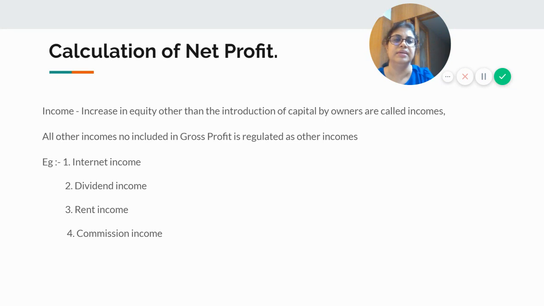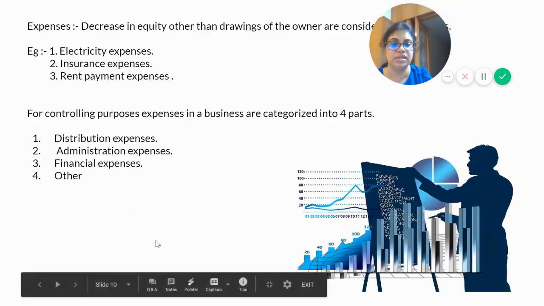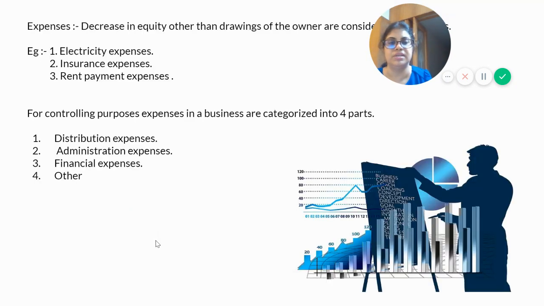that will be known as an income. All other incomes not included in gross profit are regarded as other incomes. So, as examples, interest income, dividend income, rent income, commission income, all these can be treated as incomes.